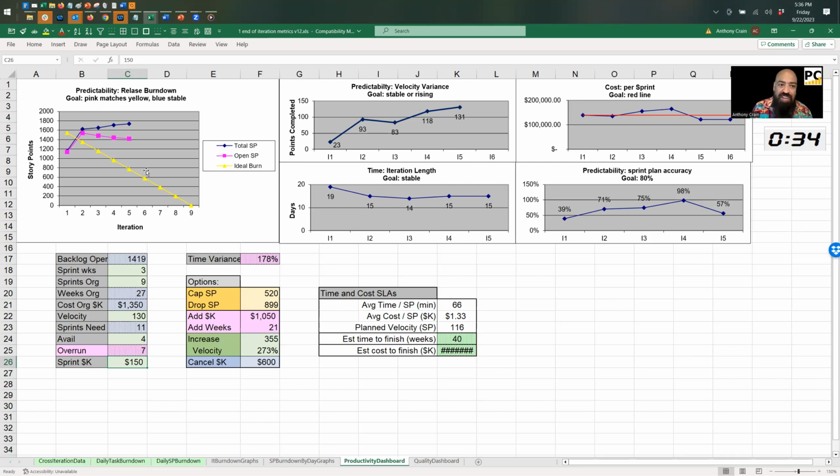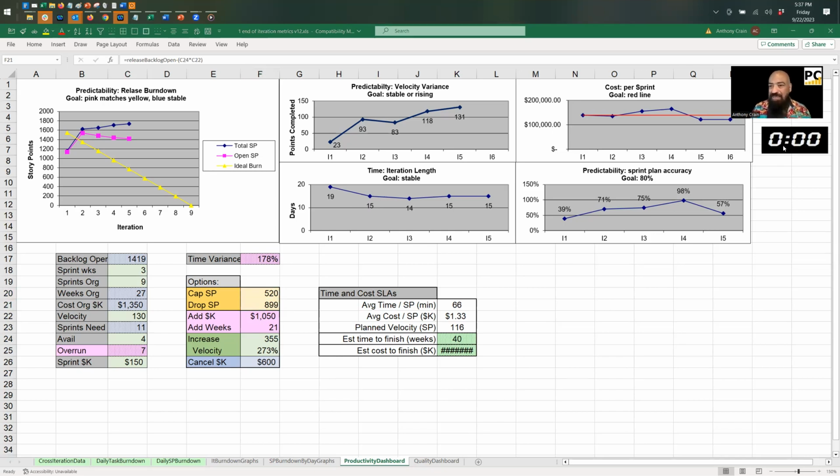Now, when you're in a situation like this, you can use these metrics to make some decisions. Check this out. The time variance is 178%. We thought it was 9, it's going to be 16, right? It's 178% of plan. So options, and this is my favorite part of this particular sheet, options tells you what you need to do to get back to whole. The first option is if you cap your story points to 520 total points instead of this 1419 here. If you cap yourself at 520, you will be able to get done on time in those 9 original sprints, which means you'll have to drop 900 points from your backlog.